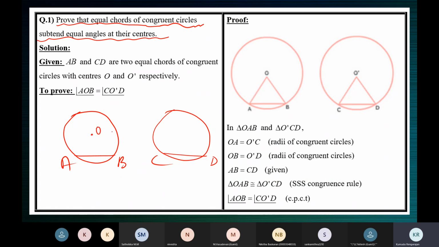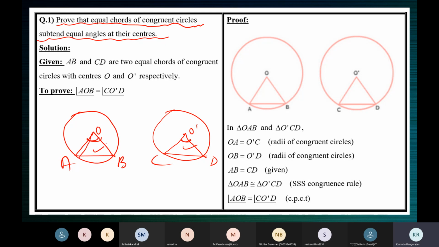So let the center here be O. Let the center here be O dash. So this is the angle made by AB at the center. This is the angle made by CD at the center. We'll have to prove that this angle is equal to this angle. They subtend equal angles at the center. So for congruency, prove that these two triangles are congruent.